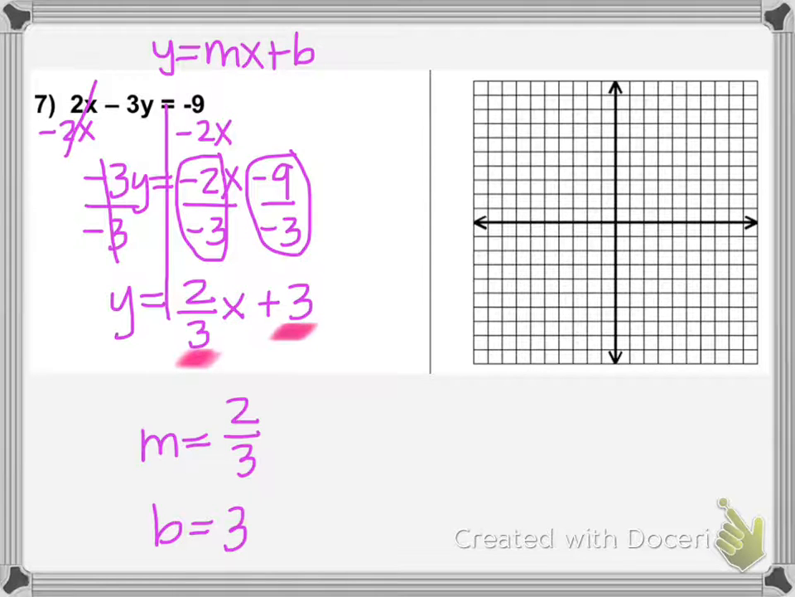M and b. All right, so here we go. We're going to begin with b. On our y-axis, we're going to go up to where positive 3 is and put a dot. Our slope is positive 2/3, so I can either go up 2 to the right 3, or I can go down 2 to the left 3. If I go up 2, 1, 2, I'm going to go to the right, 1, 2, 3, put a dot. Or you could go down 2, 1, 2, and to the left 3, and put a dot.